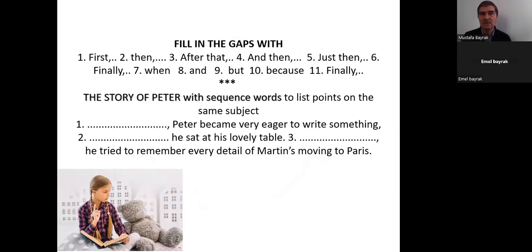The story of Peter, with sequence words to list points on the same subject. For example, first, Peter became very eager, very willing to write something. Then he sat at his lovely table. After that, he tried to remember every detail of Martin's moving to Paris.